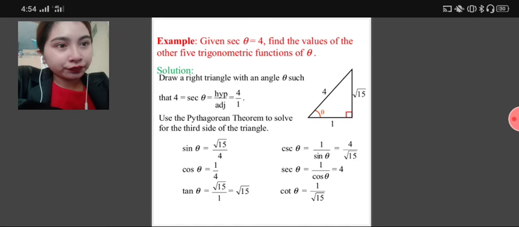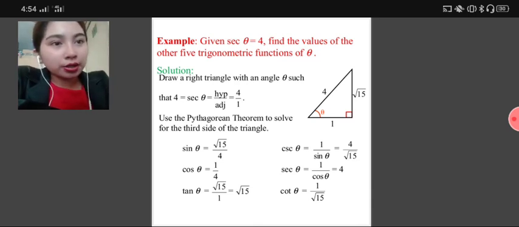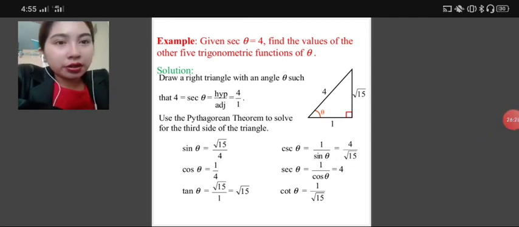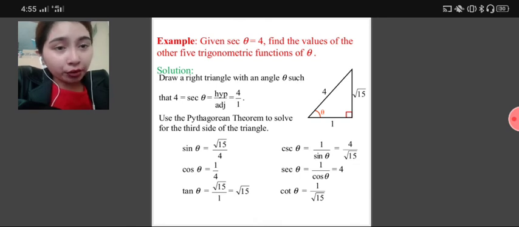Example. Given secant theta is equals to 4. Find the values of the other 5 trigonometric functions of theta. Solution. Draw a right triangle with an angle theta such that 4 is equal to secant theta, hypotenuse over adjacent, is equals to 4 over 1. Use the Pythagorean theorem to solve for the third side of the triangle.